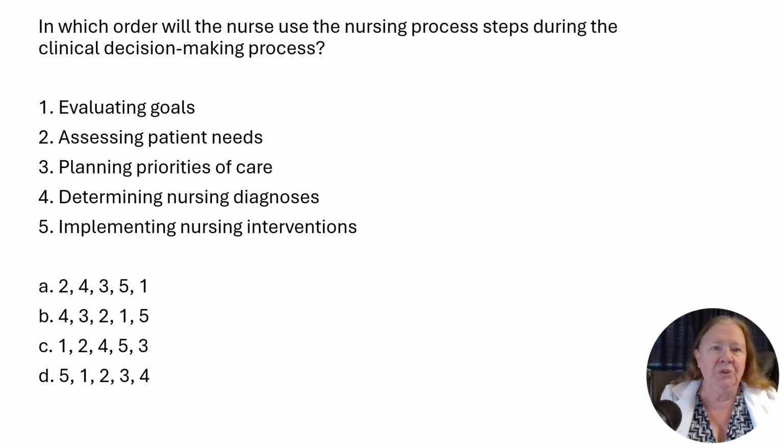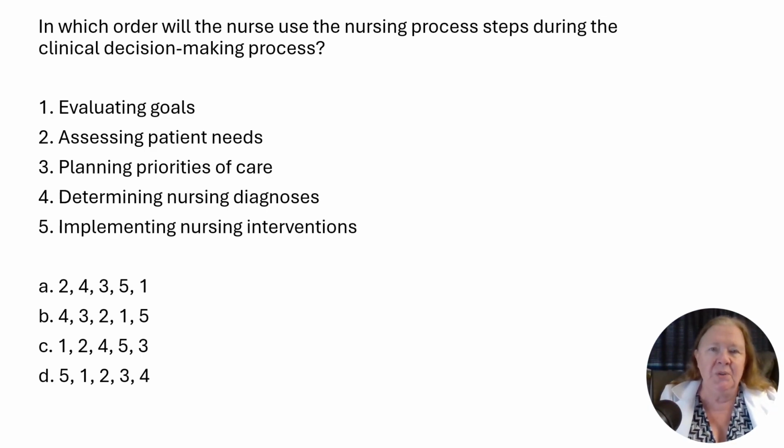In which order will the nurse use the nursing process steps during the clinical decision-making process? Number 1, evaluating goals. 2, assessing patient needs. 3, planning priorities of care. 4, determining nursing diagnoses. Or 5, implementing nursing interventions.